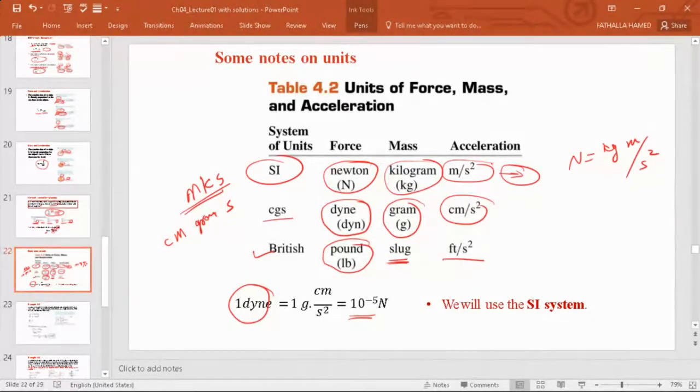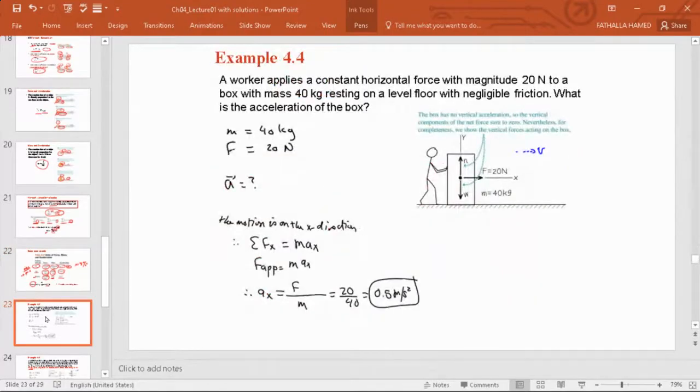A Newton is equal to 1 kilogram meter per second squared, and the unit is named after Newton to honor him and to make his name live, because he's the one who stated these 3 laws of motion.